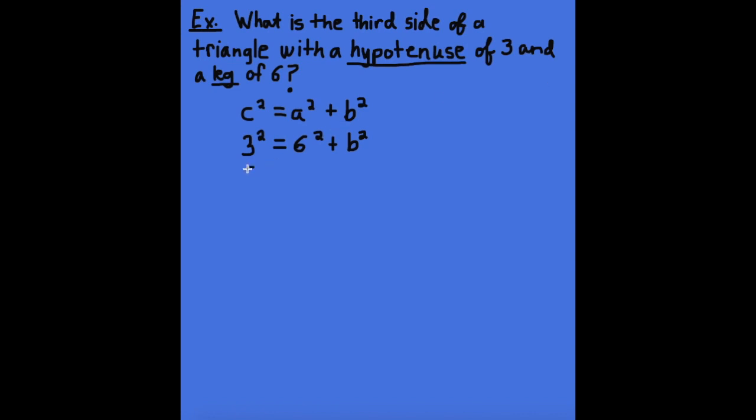We will then get 9 equals 36 plus b squared. We want to isolate and solve for b, so we will subtract by 36 on both sides. We will get negative 27 equals b squared. Since we want to solve for b, we have to take the square root of both sides. But this is interesting. How do you take the square root of negative 27? What's the square root of a negative number?